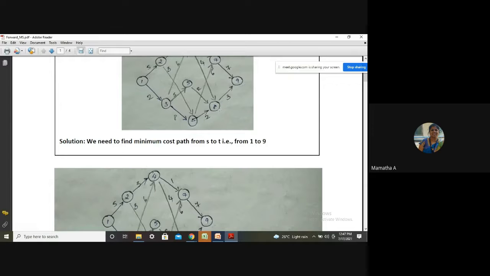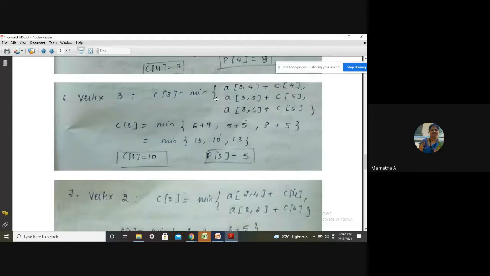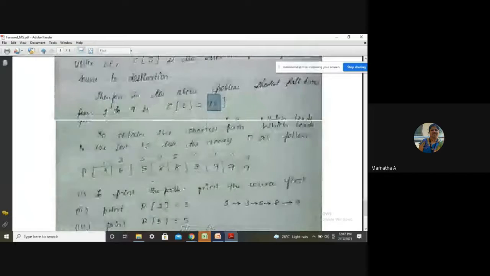So you have to know the path, right? So I'll have to print the path. Let me see how to print the path. To obtain the shortest path, which leads to the cost 12, use the array P as follows.